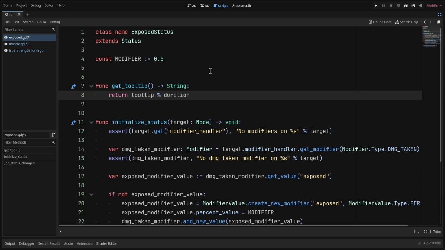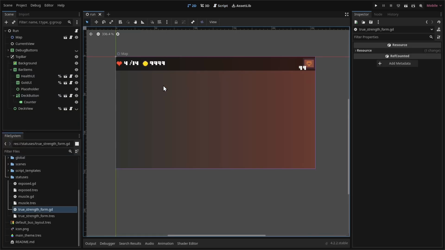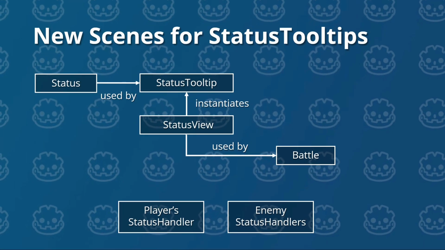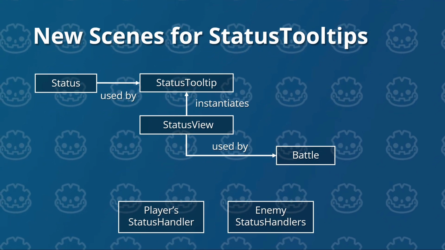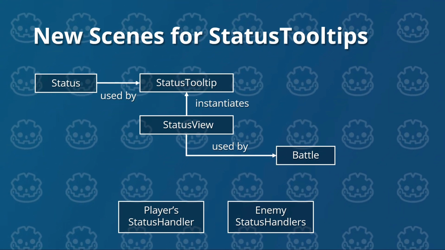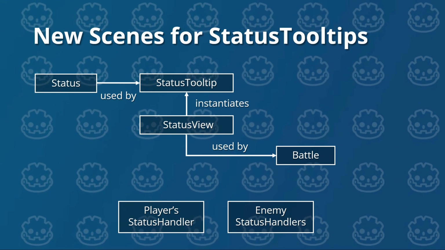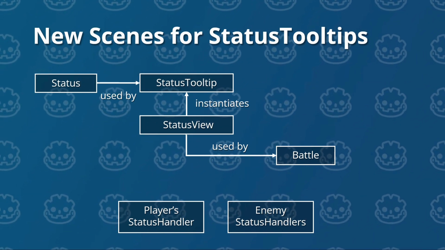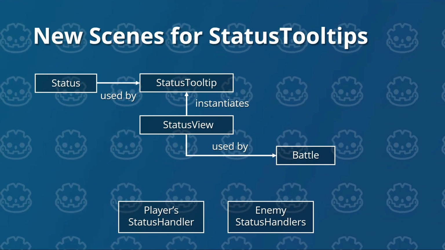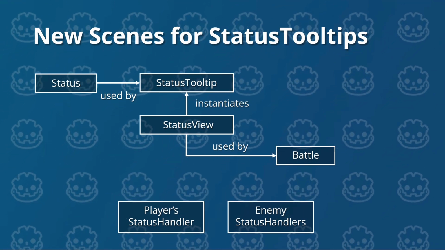So let's press Ctrl S to save everything. And if we go back to 2D view, we actually need to design the scenes, the new scenes we have. If you remember from the architecture overview, we have 2 new scenes. One is called StatusTooltip, which will display the tooltip for one specific status, and we'll have the status view, which will be like a full screen pop-up window displaying all the statuses that we want to display either on the player or the enemy.